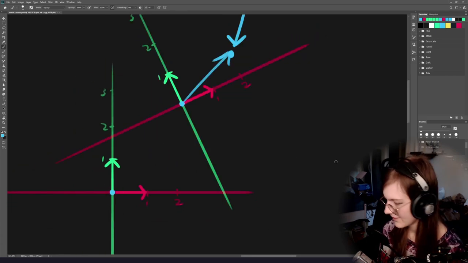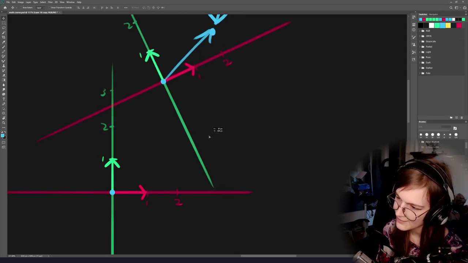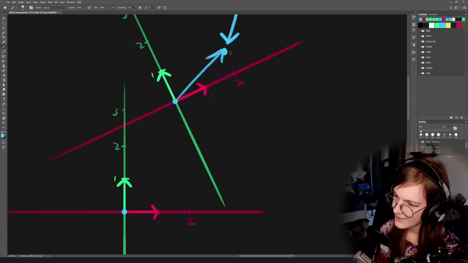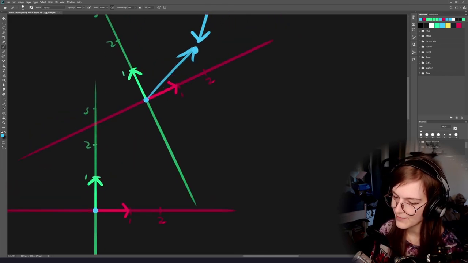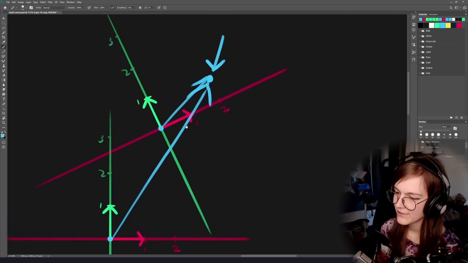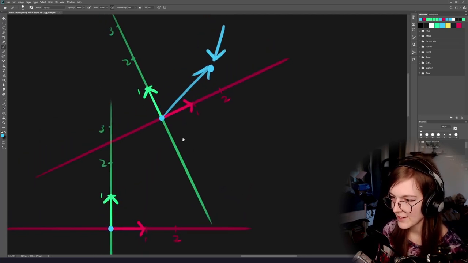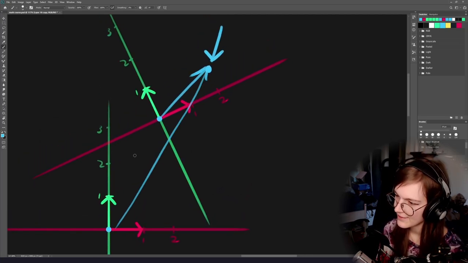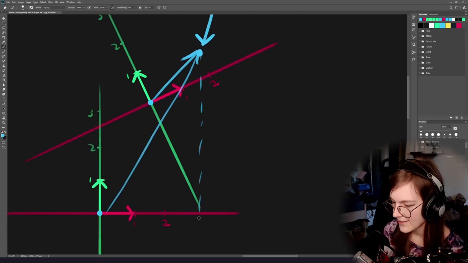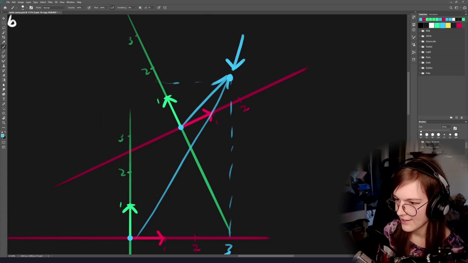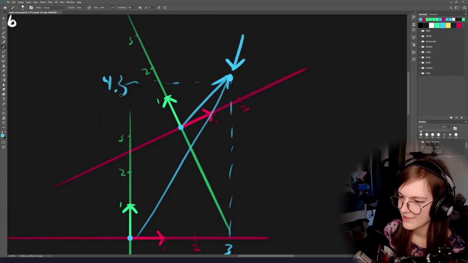Also, that's kind of confusing. Should probably offset this a little bit. In world space, it would go all the way from the origin of the world all the way up to that point. So that's the world space position of that object. And that world space position is definitely not 1, 2. That is rather like 3 and 4 point something, right?